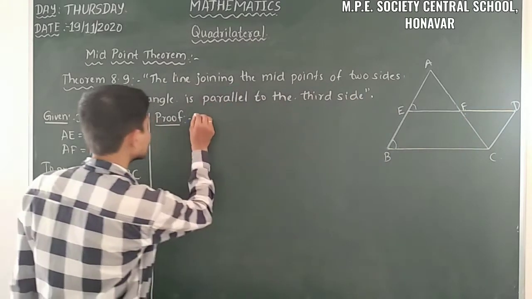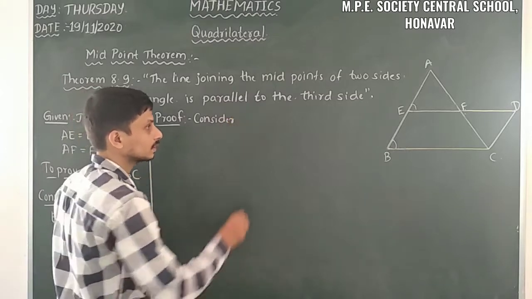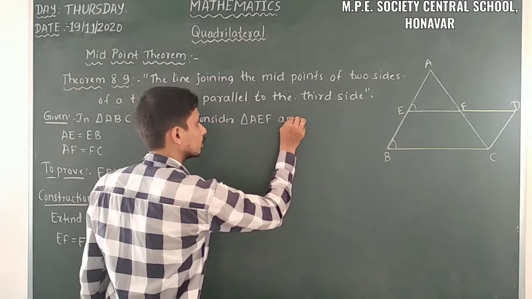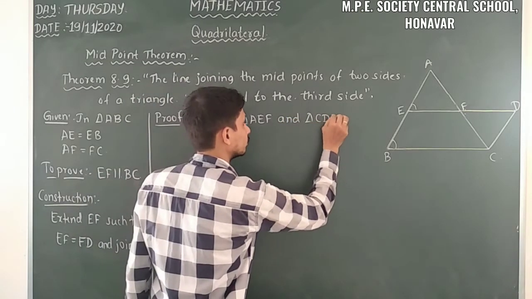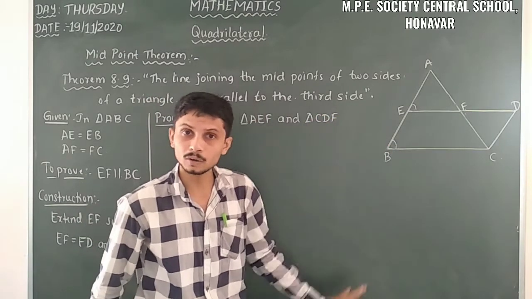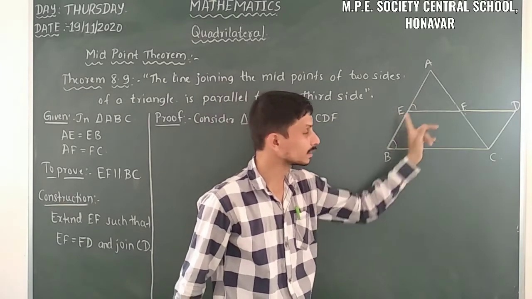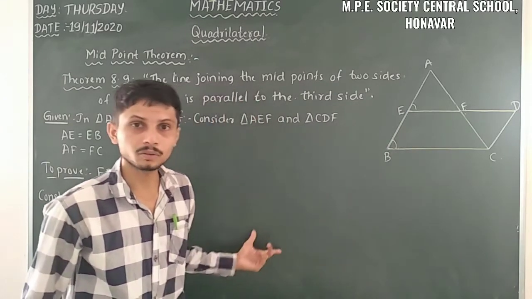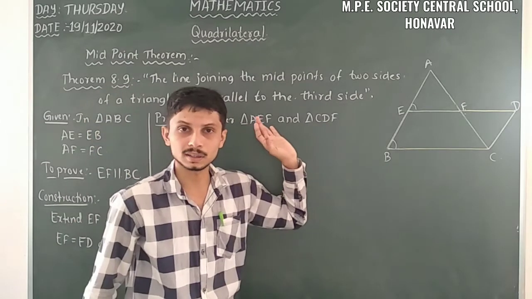Let us consider triangle AEF and triangle CDF. Here it is not yet a parallelogram. Here also we have to prove this one is a parallelogram. Also we have to prove these two angles are equal. After that we have to come to the conclusion. So that's why we have to take all these points. Triangle AEF and triangle CDF we have to consider first.